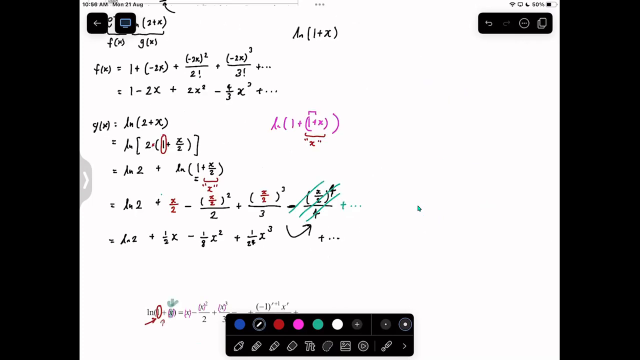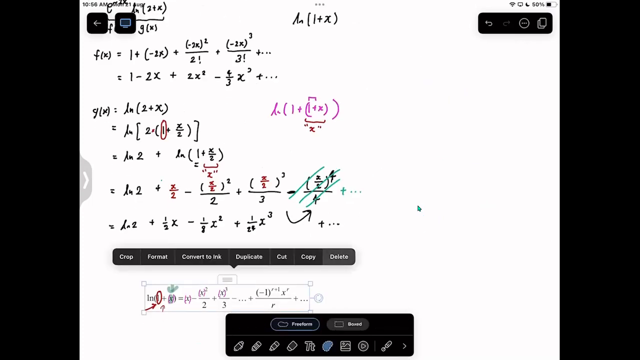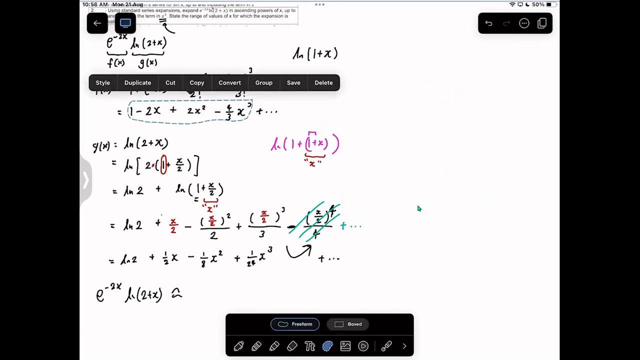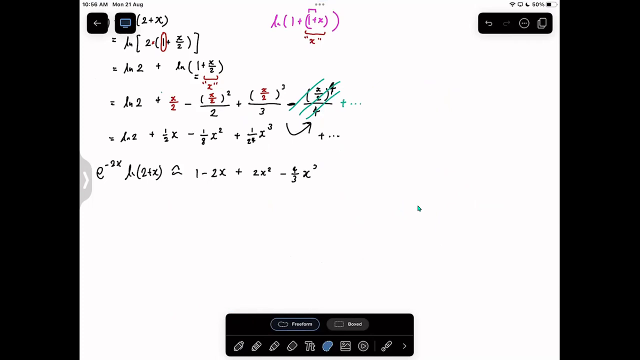Okay, good. Now we've got f(x), we've got g(x). Let me just delete this so I can have more space. Then we just write down e to the power negative 2x times ln(2 + x), which will be approximately 1 minus the answer from f(x). I duplicate it, put it here, bracket. And the answer from ln(2 + x), the approximation up to the x cubed term, you write it down, and then you just put the equal sign.